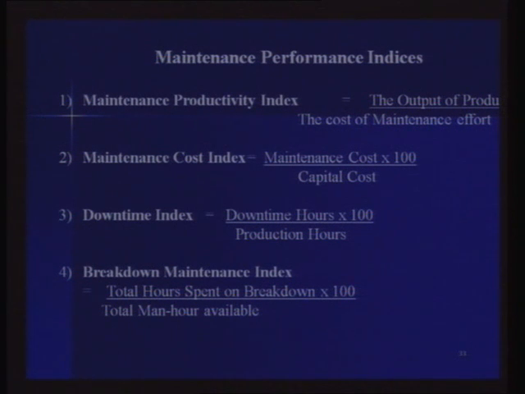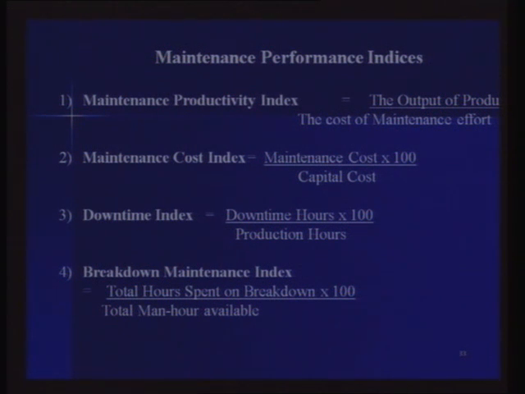But when all these things have to be converted, ultimately some quantitative calculation has to be made to assess the effectiveness and efficiency of the maintenance department. So some of the things we can discuss. The first one is the maintenance productivity index. That is the output of the production divided by the cost of maintenance effort. So if we can reduce the cost of maintenance effort with the same output, our maintenance productivity index will improve.